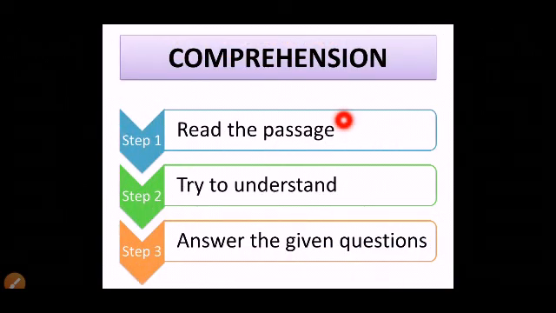How to do comprehension? First of all, you have to read the passage very carefully. Then try to understand. Then you have to understand whatever you read, okay? After understanding, you have to answer the given questions. So, first you have to read, then you have to understand, and then you have to answer the given question. In this way, we attempt comprehension.